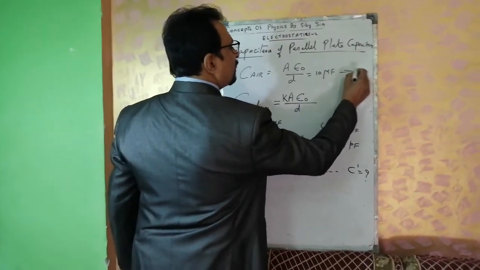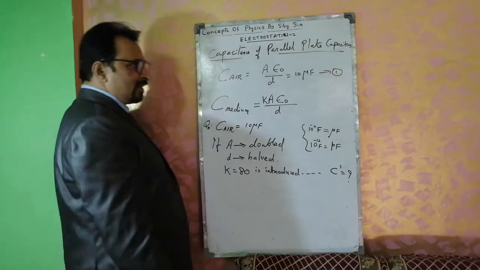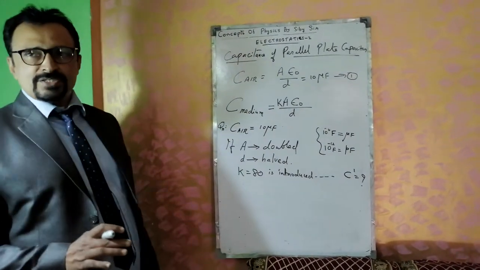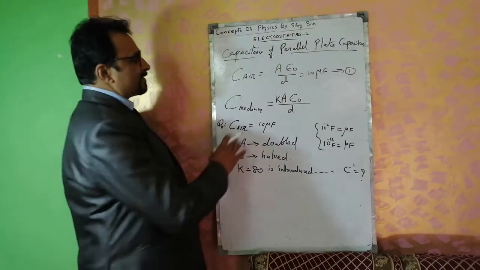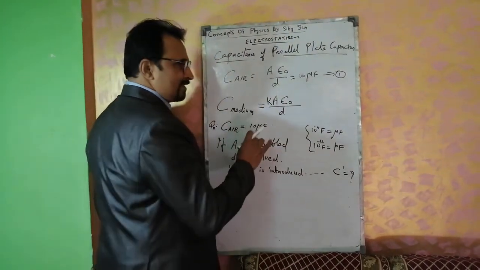Equation 1. Now you are making many changes. You are changing the area, you are changing the distance, you are introducing a material in between the plates. Now what is the new capacitance? K A epsilon naught by D.